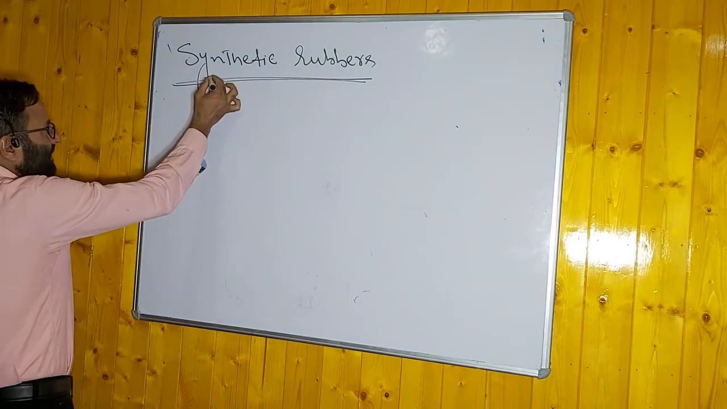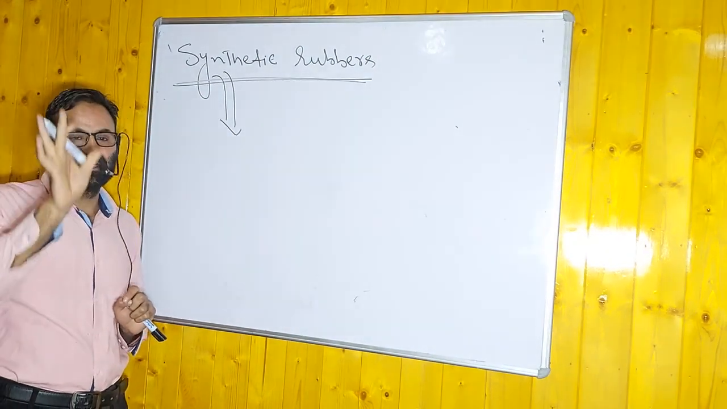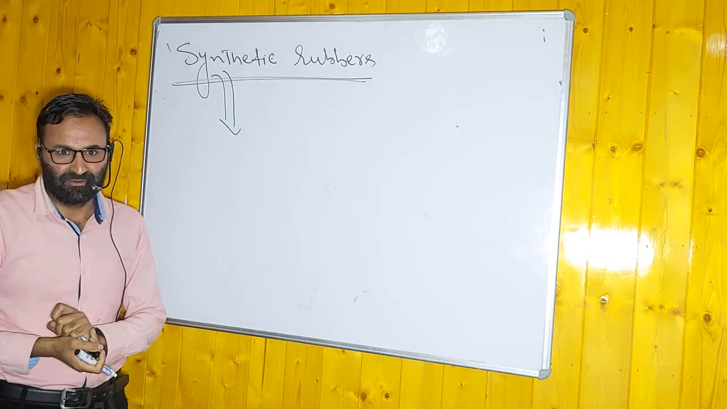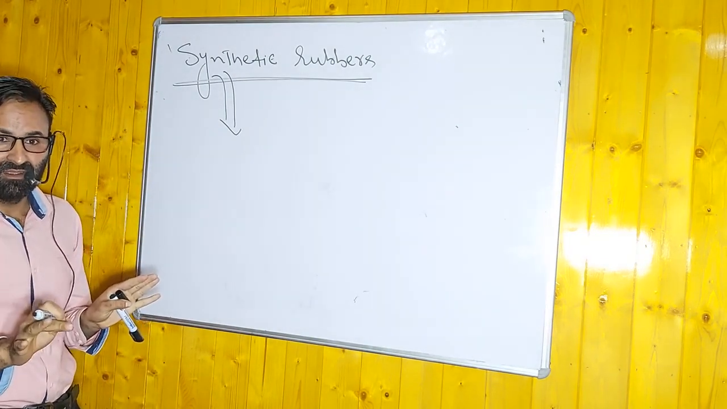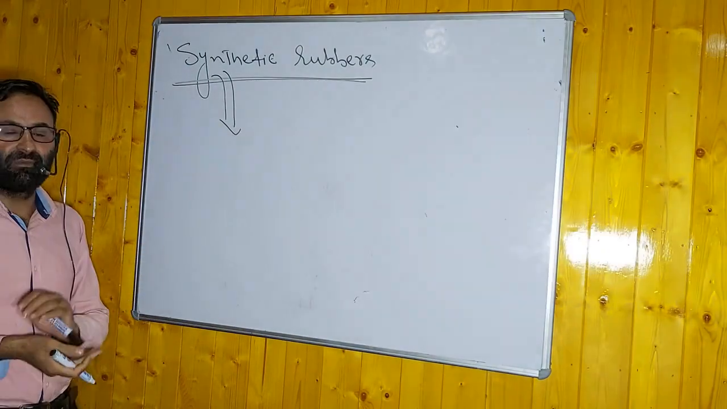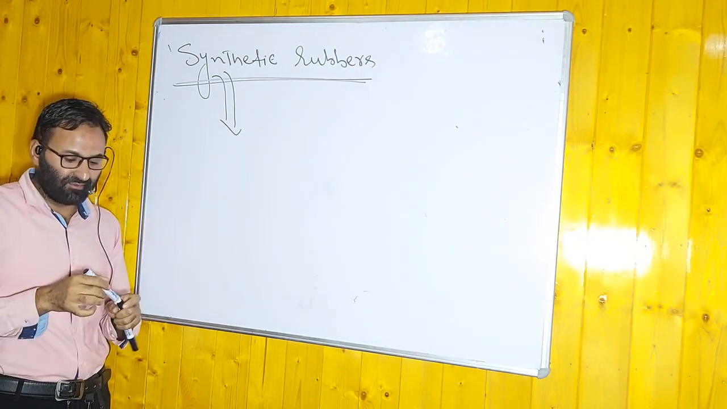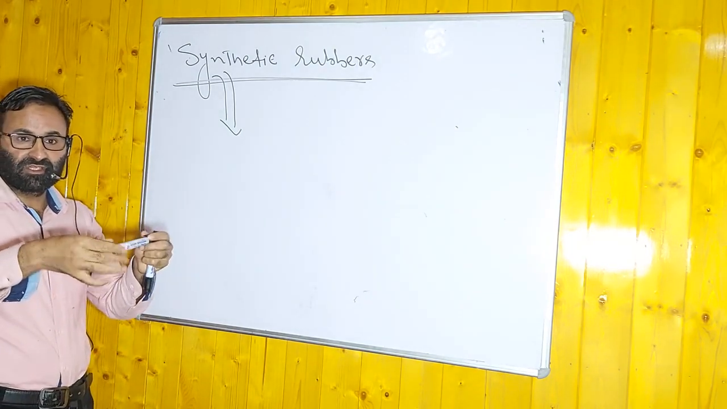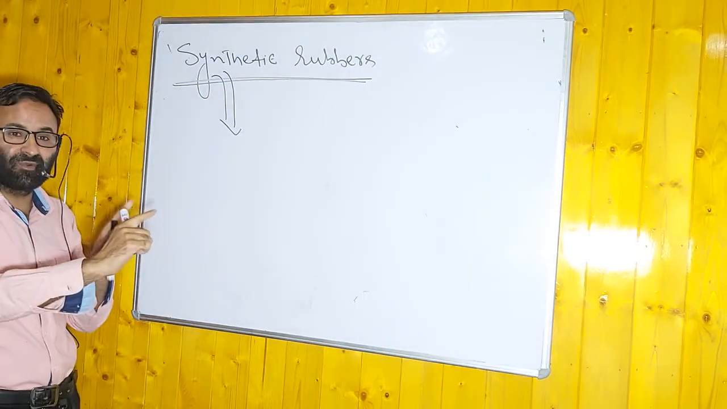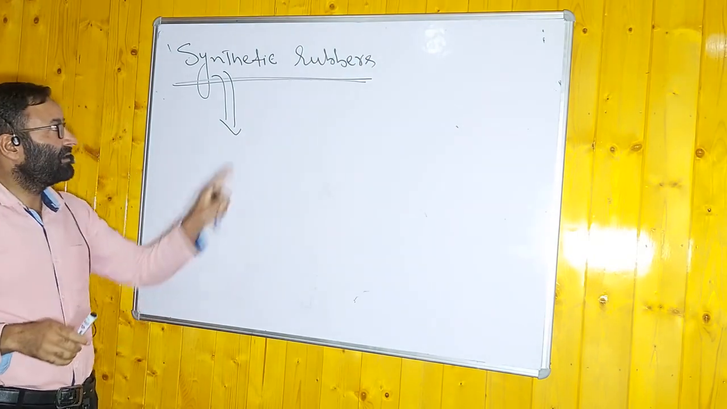Dear students, how can you define the synthetic rubber? Synthetic rubber can be defined as any vulcanized rubber, remember, any vulcanized rubber which can stretch twice its normal length. This is the definition of synthetic rubber. Any rubber which can stretch twice its normal length and regain its original size and shape when the stretching force is removed. For example, if you have a rubber, it can stretch twice. And when the stretching force is removed, it regains its original size and shape. Any vulcanized rubber which has this property is known as synthetic rubber.